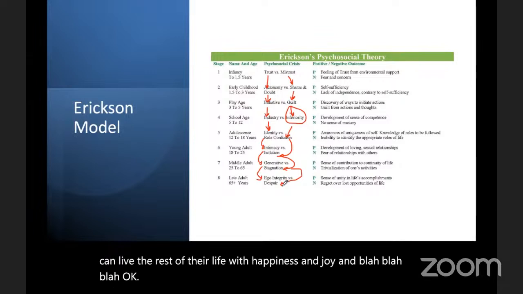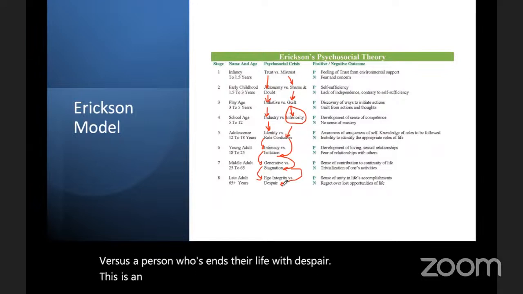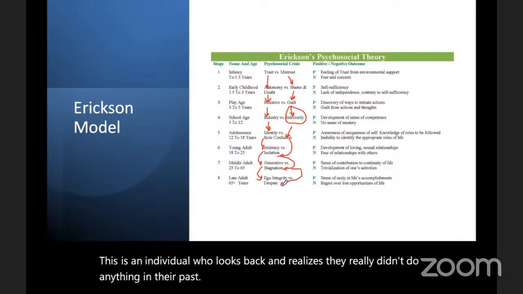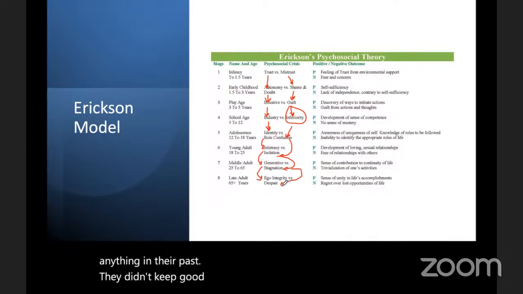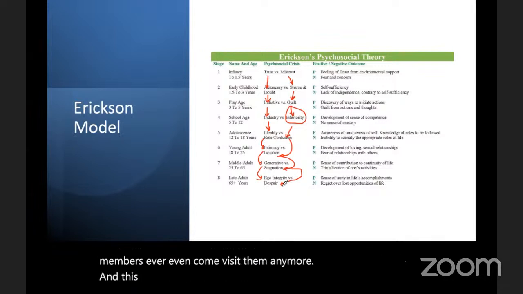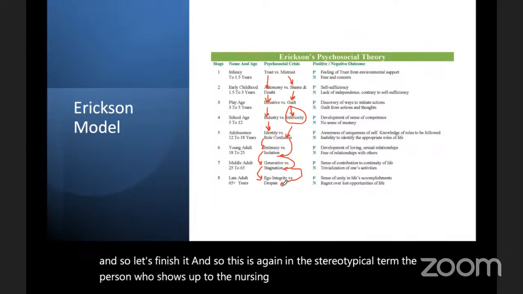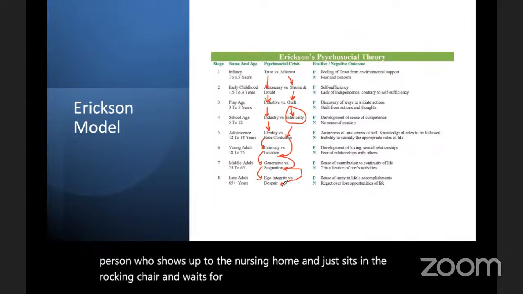Versus a person who ends their life with despair. This is an individual who looks back and realizes they really didn't do anything in their past. They didn't keep good intimate relationships. None of their family members ever even come visit them anymore. And this is a person who just says, okay, my life has been worthless, and so let's finish it. And so this is, again, in the stereotypical term, the person who shows up to the nursing home and just sits in the rocking chair and waits for their life to waste away.